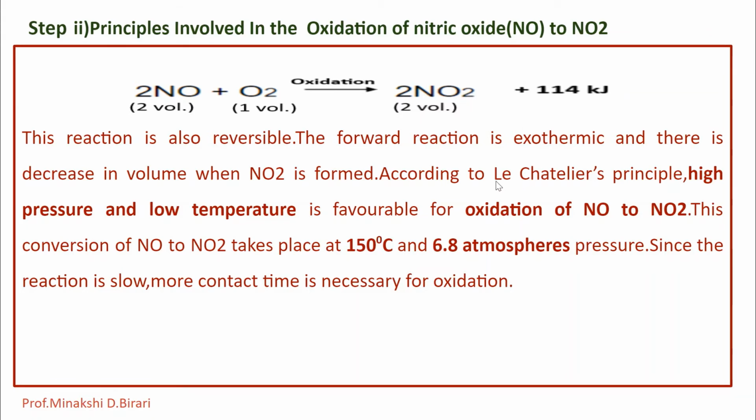According to Le Chatelier's principle, high pressure and low temperature are favorable for oxidation of NO to NO2. This conversion of NO to NO2 takes place at a lower temperature of 150 degrees Celsius and higher pressure of about 6.8 atmospheres. Since the reaction is slow, more contact time is necessary for oxidation.